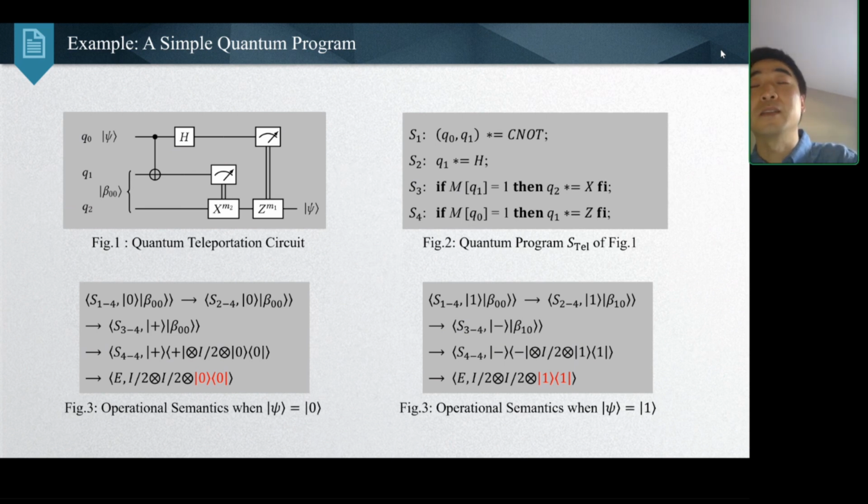So the program is like this. S1 is where we apply CNOT on Q0, Q1, and then S2 is where we apply an H gate to Q1 and perform measurement. For the operational semantics, when psi is 0, after the execution the state Q2 at Copenhagen becomes 0. And if the state Q0 is 1, after the execution the state in Q2 will also become 1.